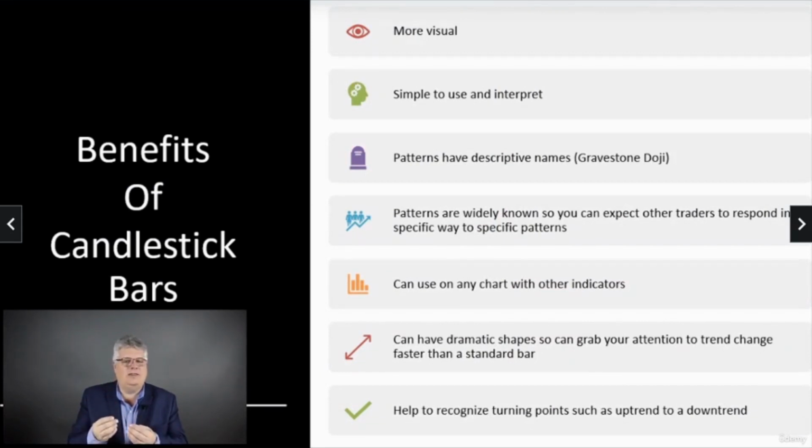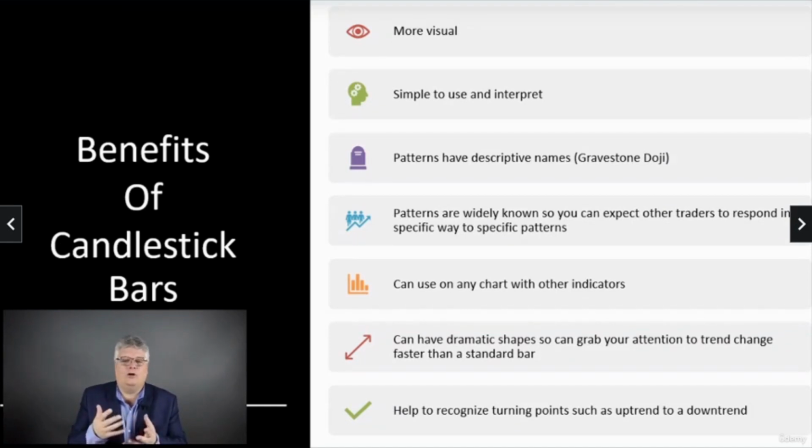As you learn it, you're going to see that they're simple to use and interpret. Maybe not at first, but it won't take very long. You can look at a candlestick and say, I know exactly what's going on just by glancing at it for a second as you get used to them. Patterns also have descriptive names, which are kind of fun and easier to remember, like a Gravestone Doji. We'll learn about those and how to represent these patterns that are really good patterns for us to trade around.